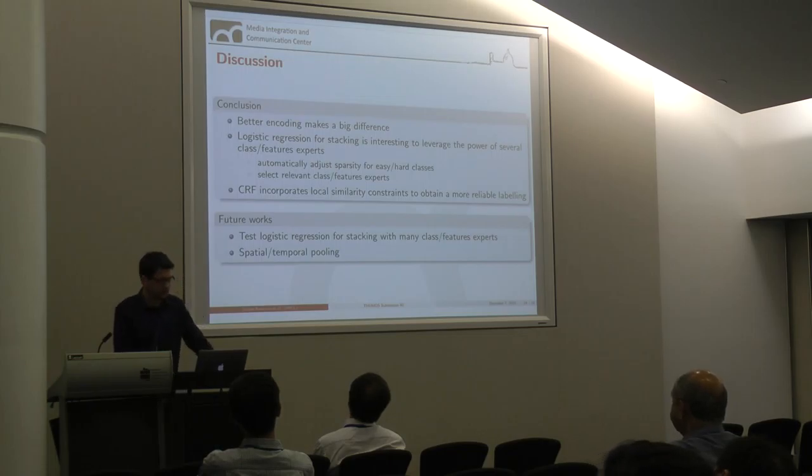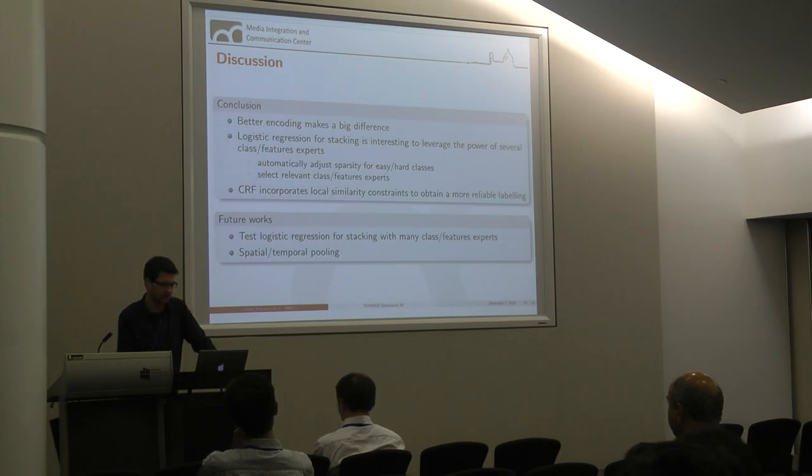So as a conclusion, encoding clearly makes a difference, and many of the submissions to the workshop did some feature encoding or lag, and it's the right thing to do. The logistic regression for stacking has some interesting properties to leverage the power of many task feature experts. It automatically adjusts sparsity depending on whether the classes are easy or hard, and can select the relevant features. And the CRF incorporates the local similarity constraint to obtain a more reliable labeling.